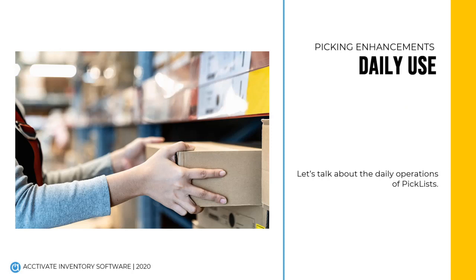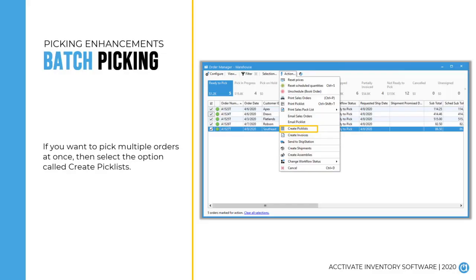All right, so let's talk about the daily operations of how you're going to use the pick lists, what you're going to do in Acctivate to print them out, things like that. So if you want to do a batch pick of a few orders at once, you can use the order manager to select which orders you want to create the pick list for. In my case, I have 5 orders here. I've gone up to action and I'm selecting create pick lists. This is going to prompt you on if you want to create one pick list for each warehouse found on the orders, and in my case I do.